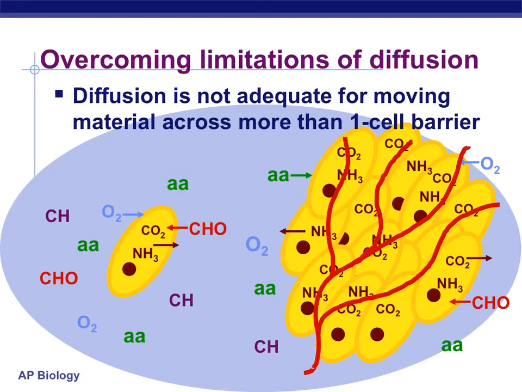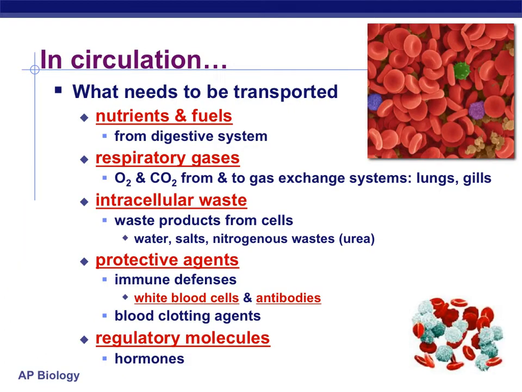And with a transport system, a highly complex and branching highway system, multicellular organisms are able to transport the materials that they need to get to each cell and from each cell. So the circulatory system needs to transport a number of different substances and molecules. For the most part, it needs to transport nutrients to every single cell in the body, and it also needs to transport waste products from every cell in the body.